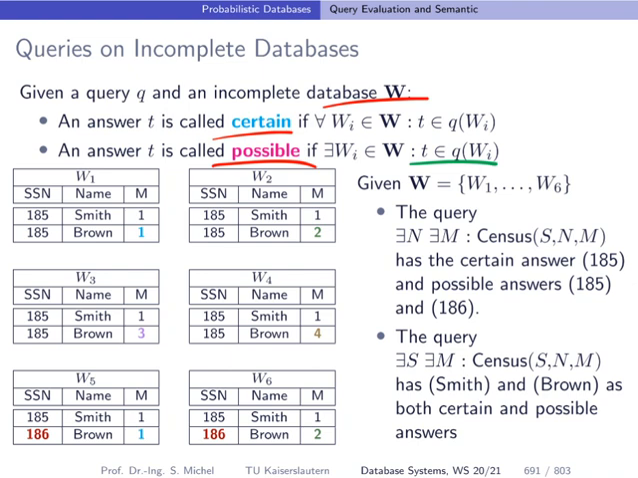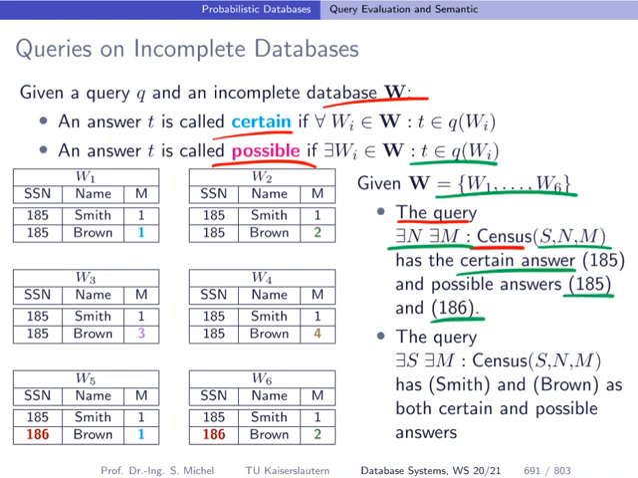So here, in this example, we have 6 possible worlds which are depicted on the left-hand side. And let's look at this query. So this database here is called census because of the census information stored in this database. The schema is social security number, name, and marital status. And if we have a query like this, where we do an existential quantification over n and m, that means we want to know the social security numbers. That means we have 185 as a certain answer, and possible answers are 185 and 186.